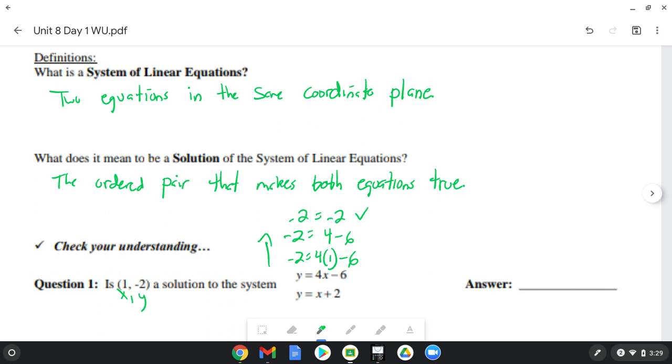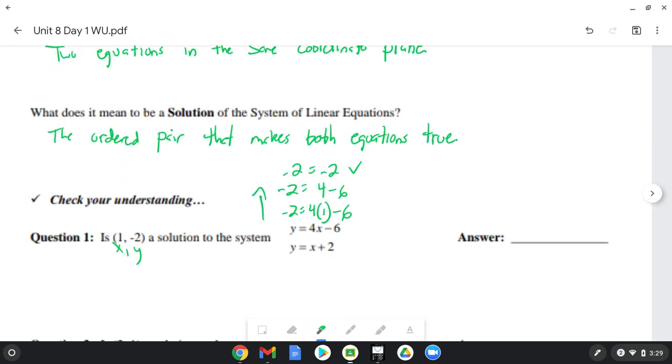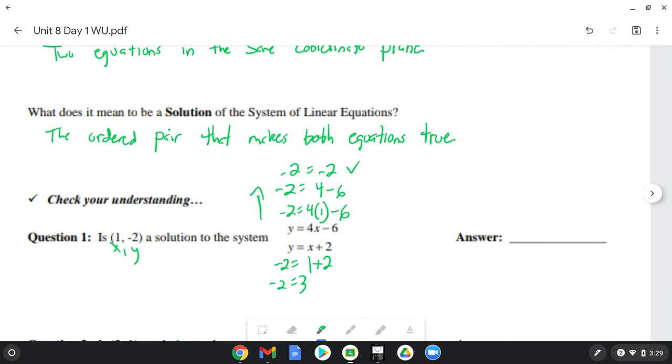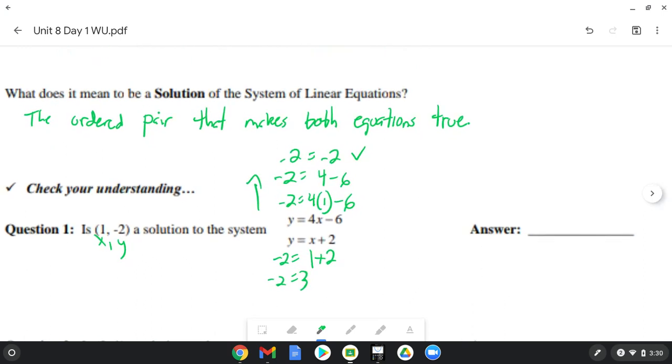But now the question is, does it work out for the bottom? So let's see if it works for both. Because if it doesn't work for both, then the answer is no, if it only works for one. So this would be negative 2 equals 3. And I don't think that's true, right? Negative 2 will never equal 3. So this answer is no, it's not true.